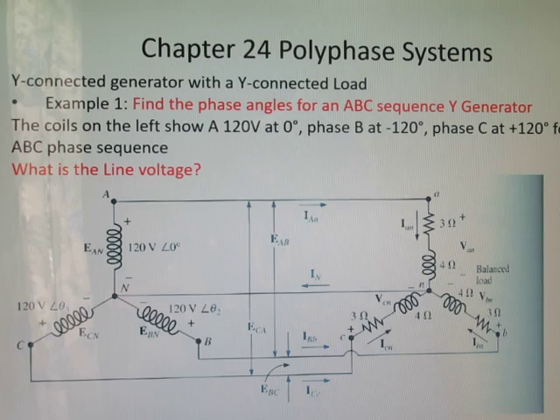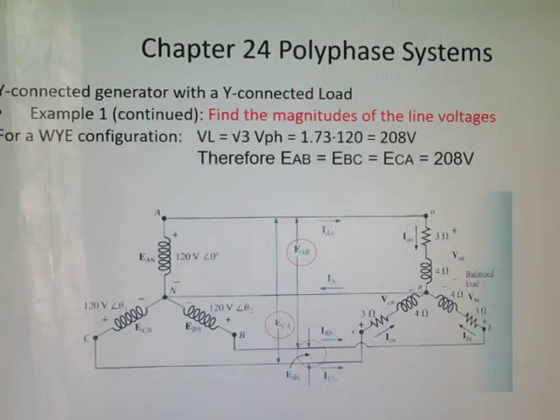So remember that in a Y system, the voltage of the line equals the square root of 3 times the phase voltage. So if we multiply the phase voltage times square root of 3, we get 208 volts. And I circled those line voltages right here.